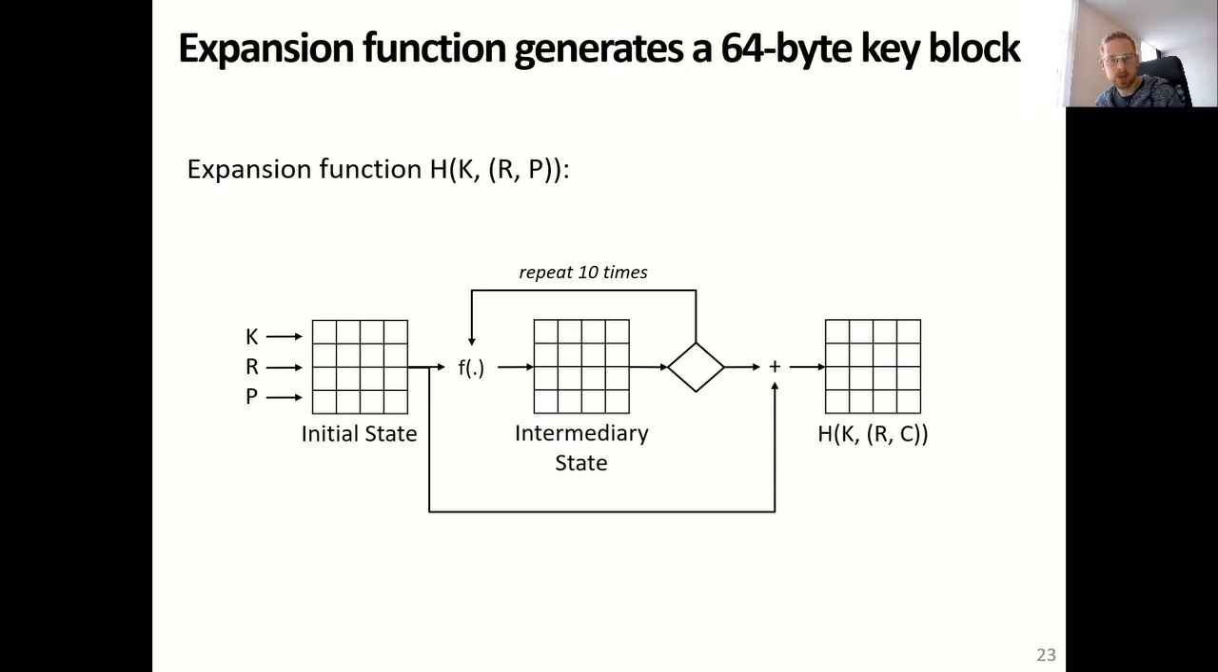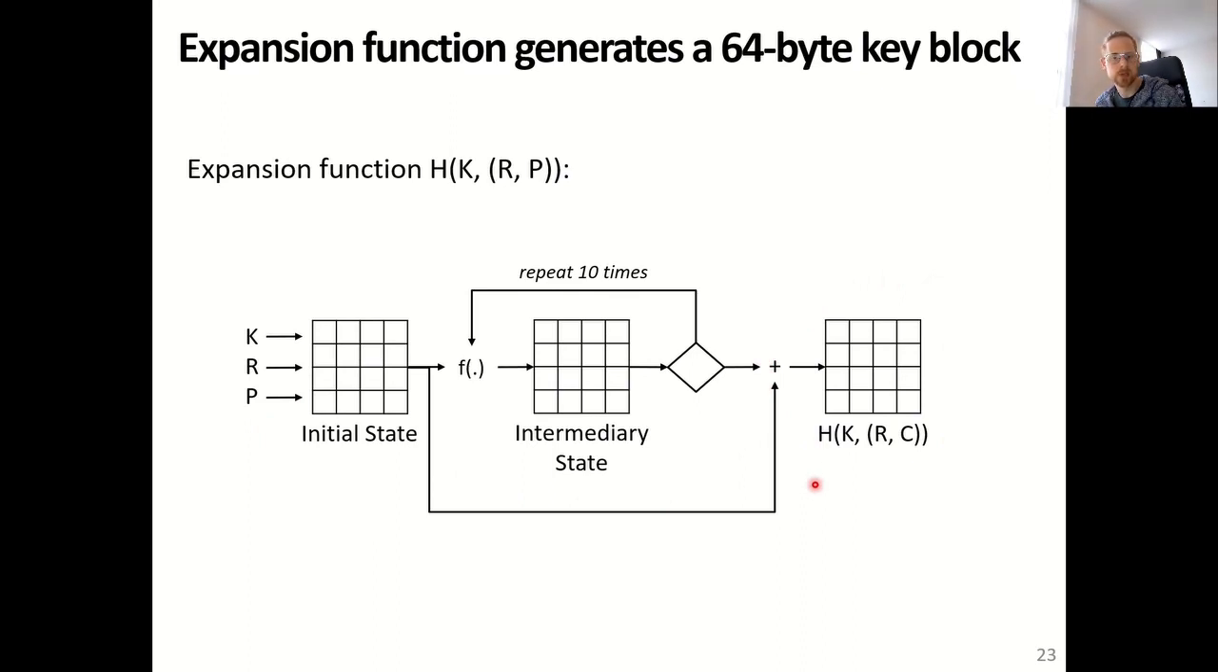This key block is represented as a 4x4 matrix. Each element in this matrix is a word consisting of 4 bytes. The function h takes as input, as I said before, the key k, the nonce r, and the position counter p. These are used to generate the initial state. This initial state is then transformed using the function f into an intermediary state. This process is repeated 10 times, and after 10 times the output is summed word by word with the initial state, and this generates the output of this function h.